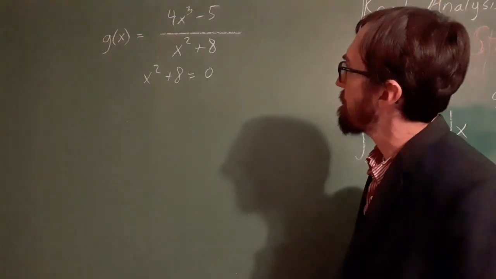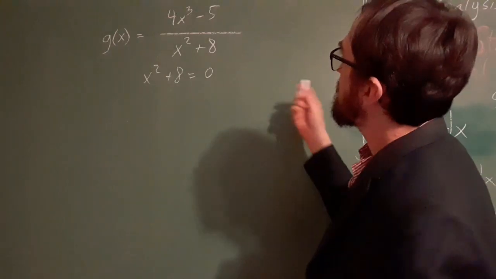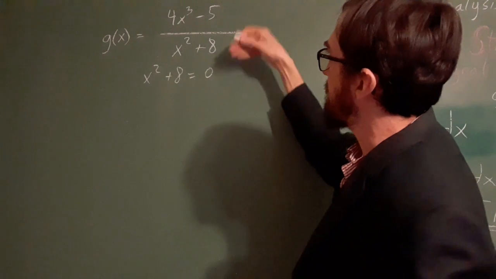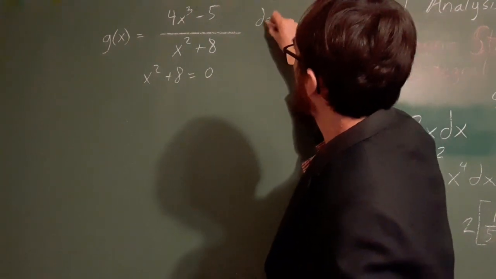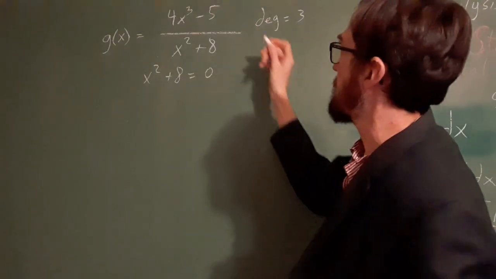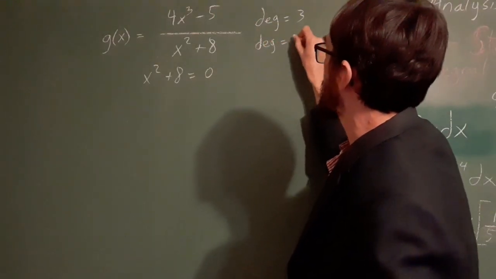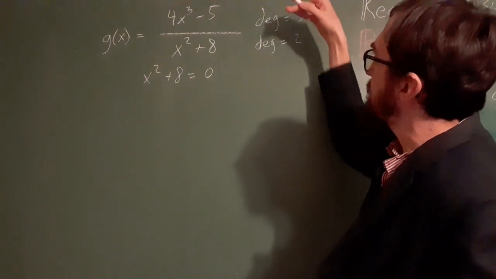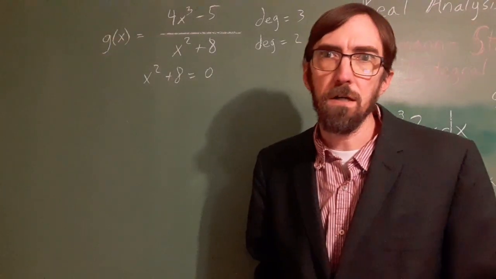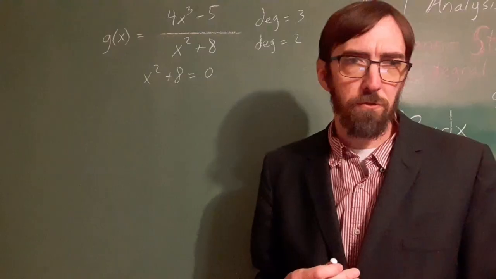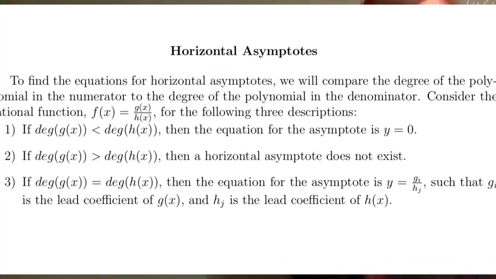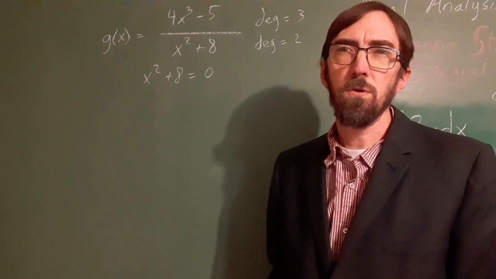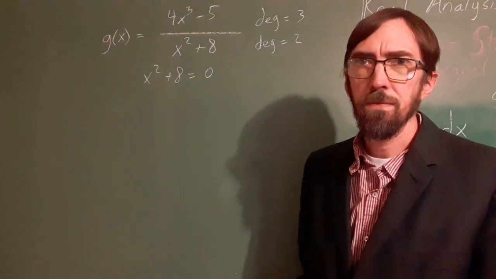No vertical asymptote here. The next thing that we do is we look at the degree of the numerator versus the degree of the denominator. At the top, we have degree 3, since we have a cubic, and then we have degree 2 in the denominator, since it's a quadratic. So the degree of the numerator is larger than the degree of the denominator. If we check our 3 options, we see that the horizontal asymptote does not exist.